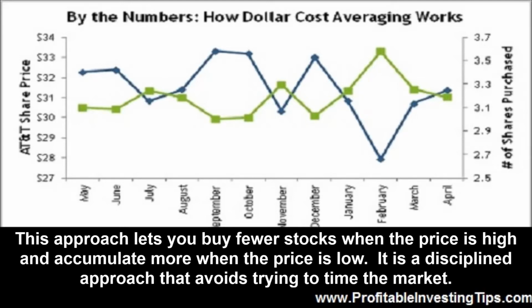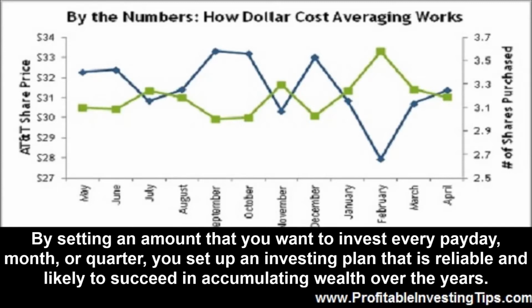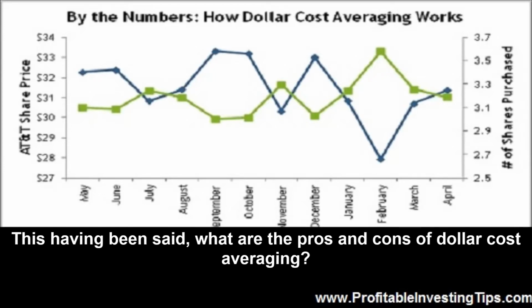This approach lets you buy fewer stocks when the price is high and accumulate more when the price is low. It is a disciplined approach that avoids trying to time the market. By setting an amount that you want to invest every payday, month, or quarter, you set up an investing plan that is reliable and likely to succeed in accumulating wealth over the years. This having been said, what are the pros and cons of dollar cost averaging?